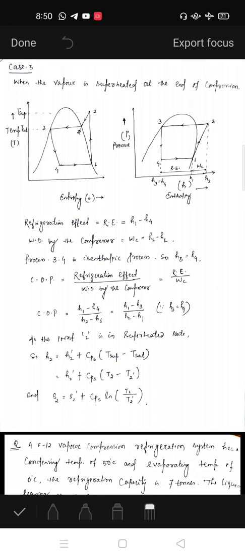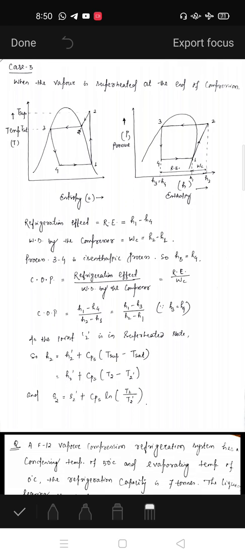Similarly, what is the work done by the compressor? That is WC equals H2 minus H1. The process 3 to 4 is isenthalpic, meaning H3 is equal to H4. So what is the COP? COP is equal to the net refrigeration effect per work done by the compressor. So COP will be refrigeration effect divided by compressor work. Putting in terms of enthalpies, COP will be H1 minus H4 divided by H2 minus H1.